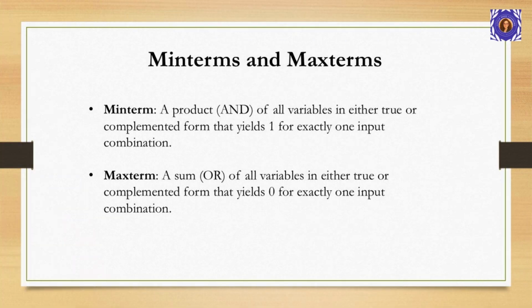Let me clarify these important concepts. A minterm is a product, that's an AND operation, of all variables in either their true or complemented form. Each minterm yields 1 for exactly one input combination. A maxterm is a sum, that's an OR operation, of all variables in either their true or complemented form. Each maxterm yields 0 for exactly one input combination.